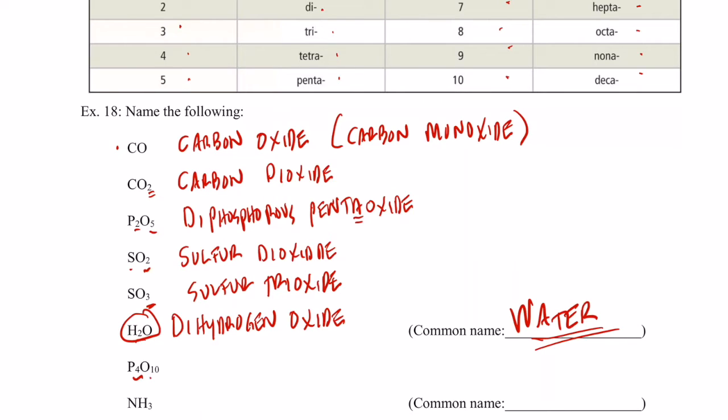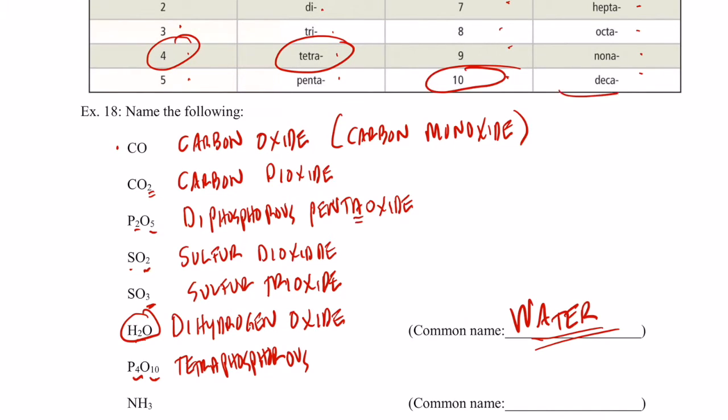Okay, P4O10. So the prefix 4 up here is tetra. So we have tetraphosphorus. And then 10. So 10 over here is deca oxide. And once again, if you wanted to leave the a out of deca and just call it decoxide, I would have no problem with that.